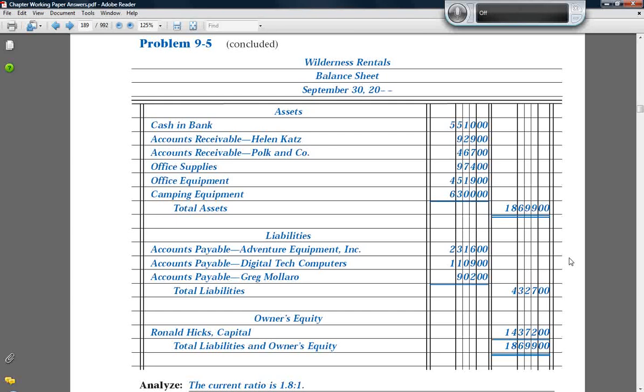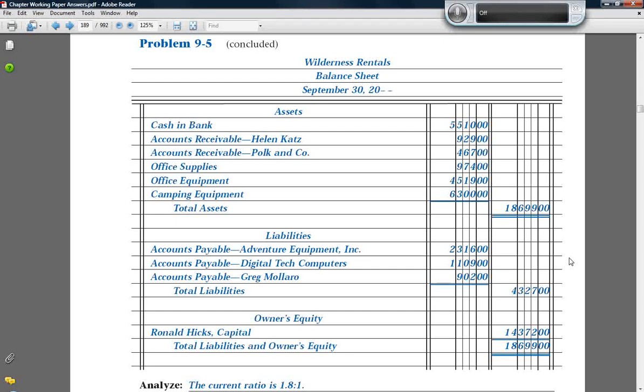So again, the who, the what, and the when, we're Wilderness Rentals. It's the balance sheet. And this is as of a date and time. So the date is September 30th. We have our assets, our liabilities, and our owner's equity. We're listing our assets in column 1 and the total assets in column 2. We single rule to find the total assets, and we double rule to show our total assets. Fundamental accounting equation says assets equal liabilities plus owner's equity.